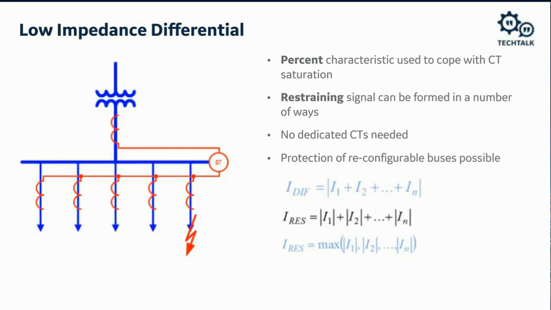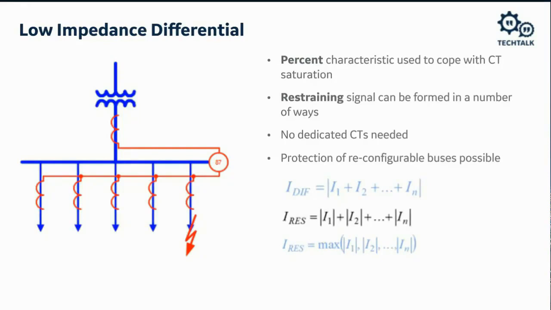Once the differential and restraint current is calculated, we then take a percentage of the differential to the restraint, and based on that percentage, we decide to trip or not. So for example, for an internal fault, we should have a high differential and we should have a corresponding high restraint. So our percent differential to slope ratio will be high and we will be able to trip.